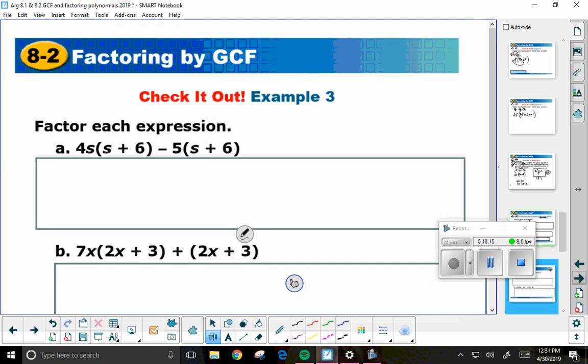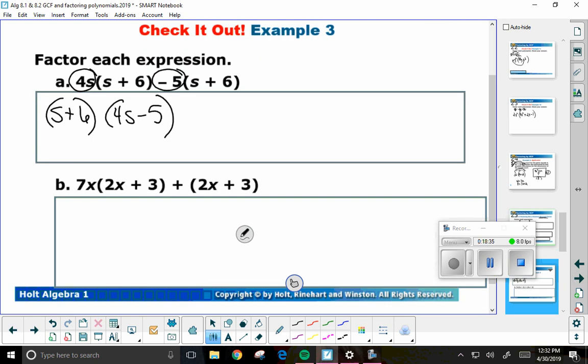Here's another example. You can see this binomial is the same and this binomial is the same. So we'll pull those out, x plus 6. And what I have left is this, 4s minus 5. All right, I bet you're getting the hang of it. Now let's do this one.